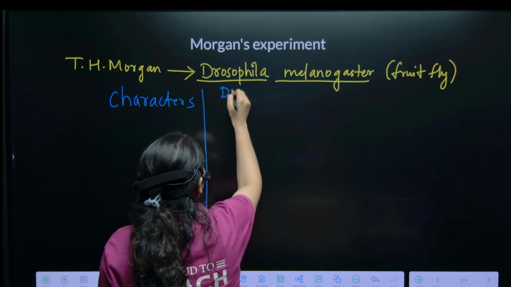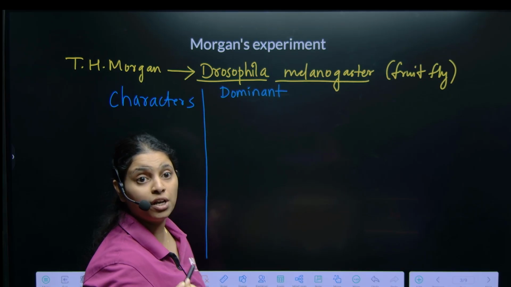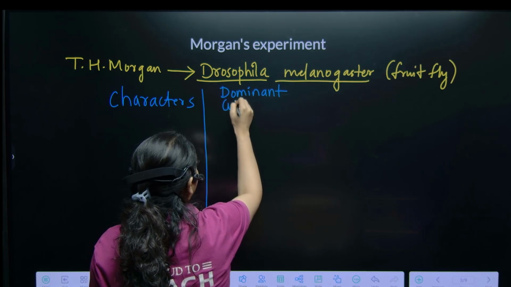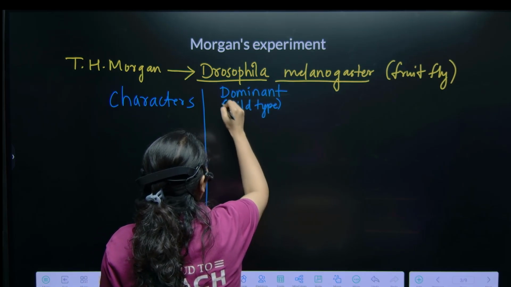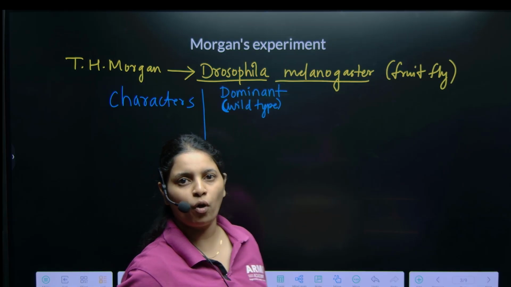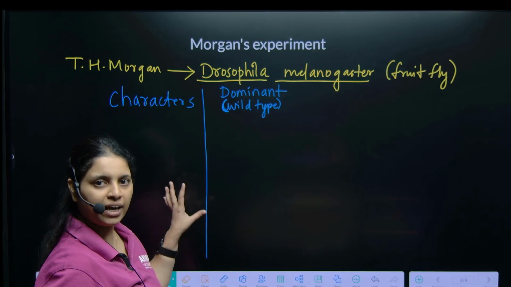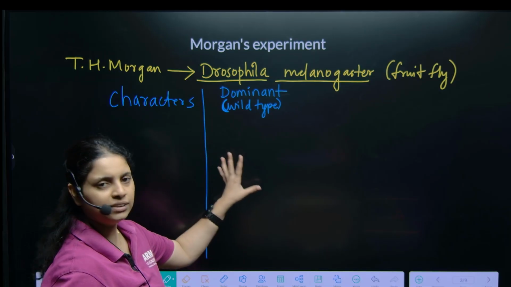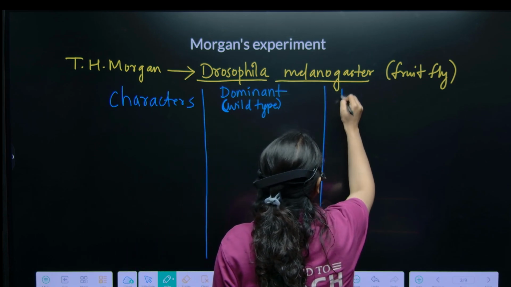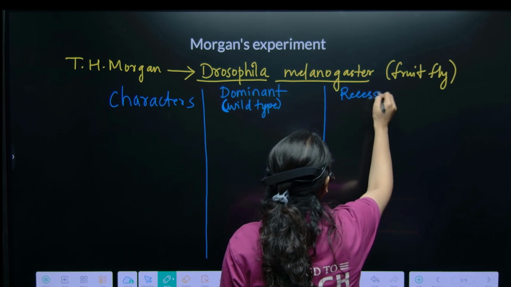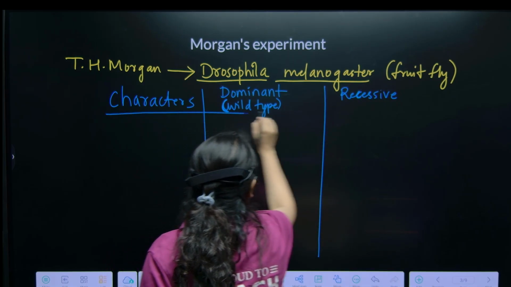the dominant type. In this case, these are like the original phenotype, so they are called wild type. It is not necessary that wild type should be dominant, but in most cases it is. In Morgan's experiment, in all three characters we will see, the wild type is dominant. And then the contrasting one will be the recessive, that is, the mutant. Okay, let's write all the characters.